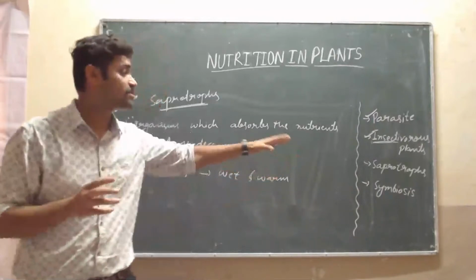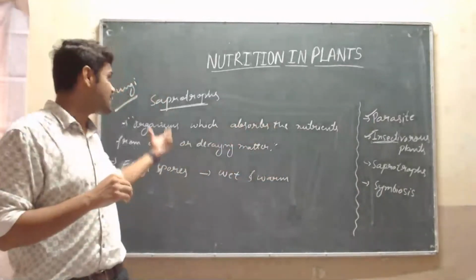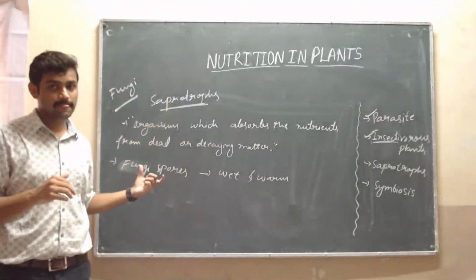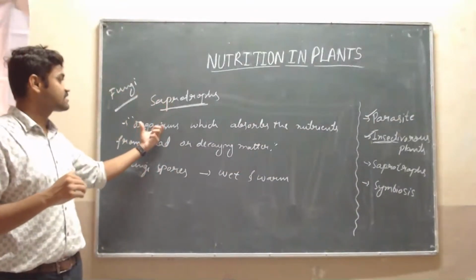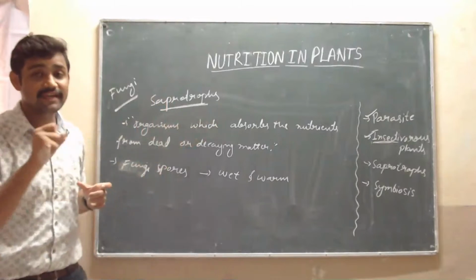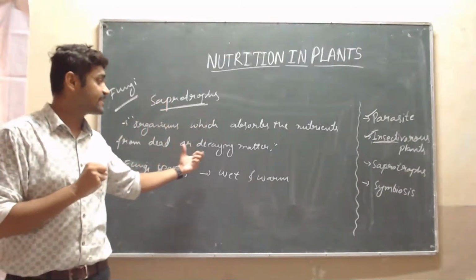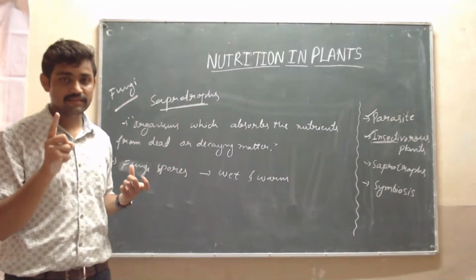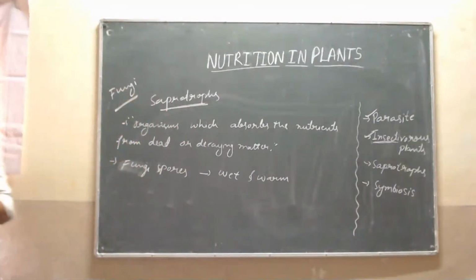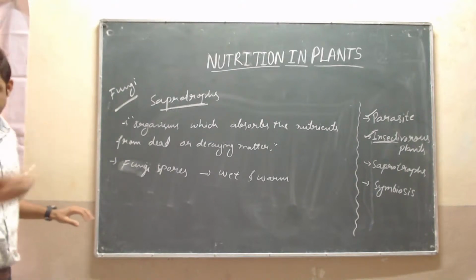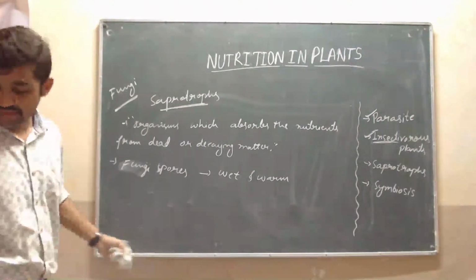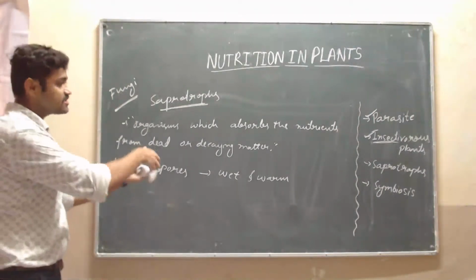These are about saprotrophs. The fungus is the example for saprotrophs, which grow as organisms that absorb the nutrients from dead cells or dead or decaying matter. Do you understand? Yes, this is about saprotrophs. Next, come to symbiosis. What is known as symbiosis?